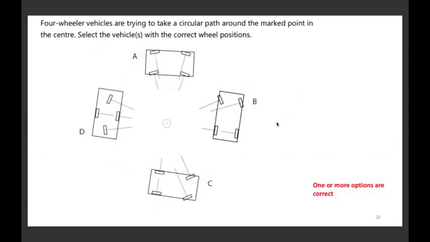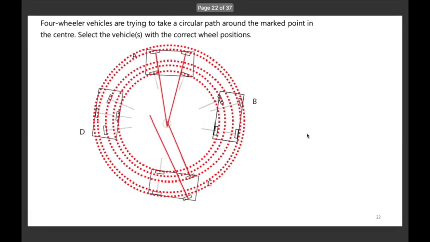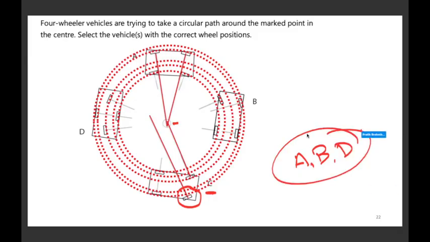Four-wheeler vehicles are trying to take a circular path around a marked point in the center. Select the vehicle with the correct wheel position. We'll identify the vehicle with the correct wheel positions here. One or more options are possible. When you try tracing the wheel trajectory, you will find that there is one wheel in option C, in the car C, which does not align with the center here. So all the options A, B, and D, all three are correct here. Okay, we'll move to the next one.